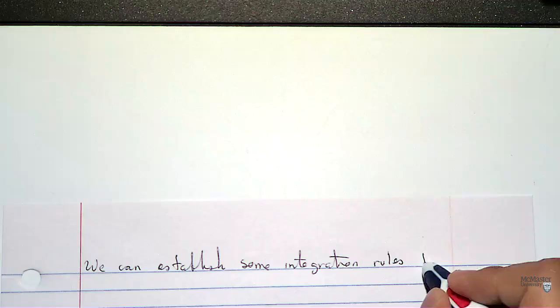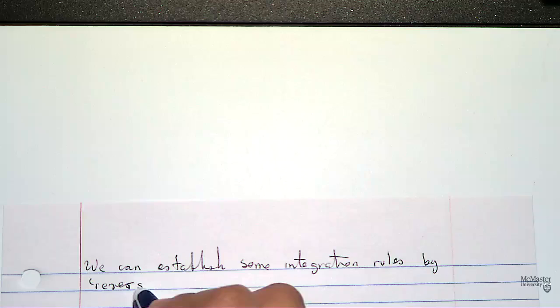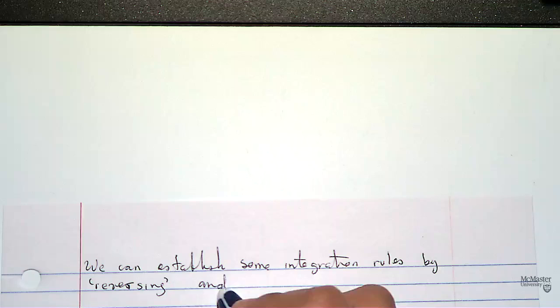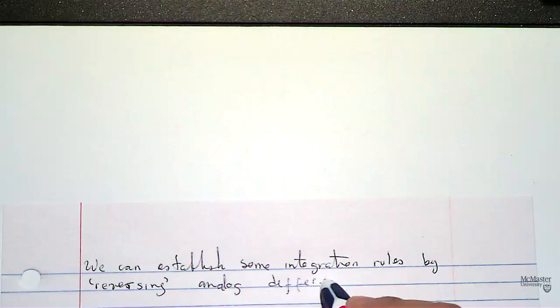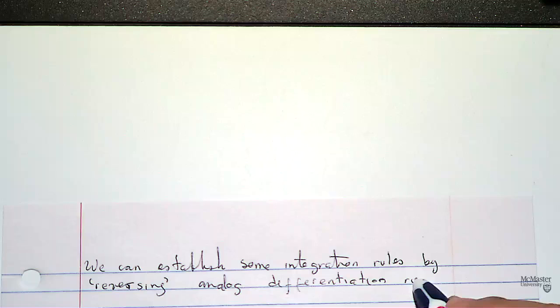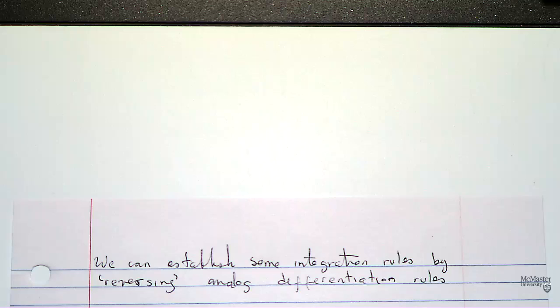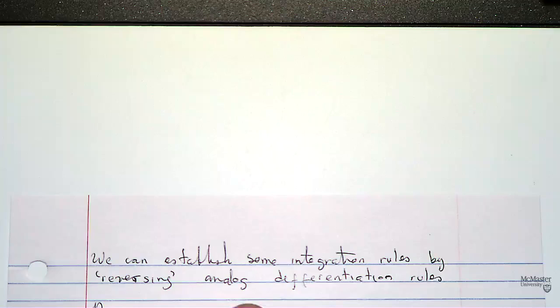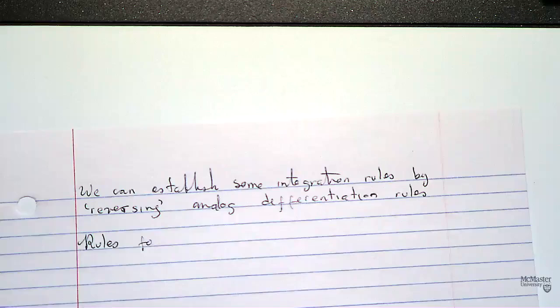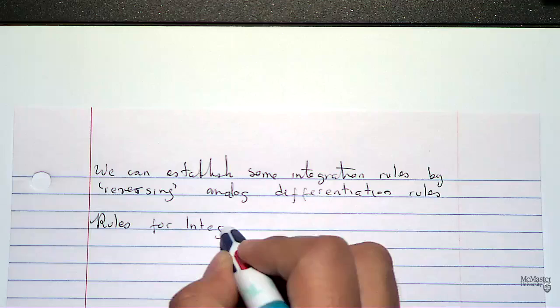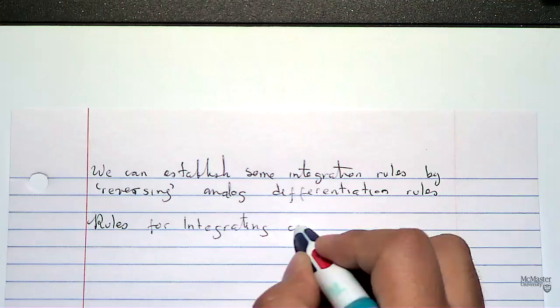By reversing analogous or analog differentiation rules. So of course, we have some rules that you probably know, so it might sound like a refresher, but if you have not seen it, it's useful. So you have some rules for integrating common functions.